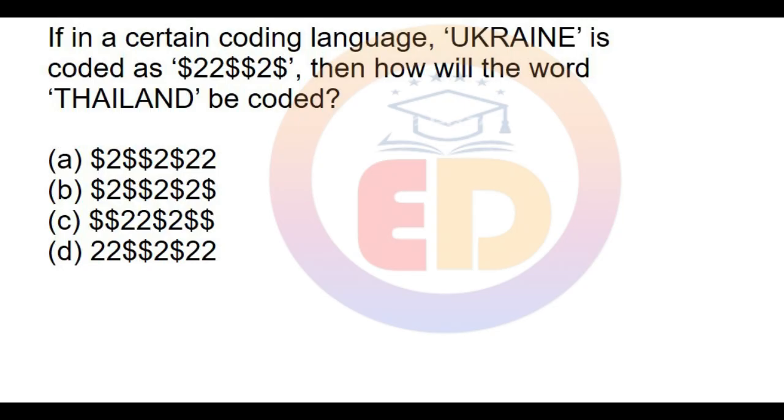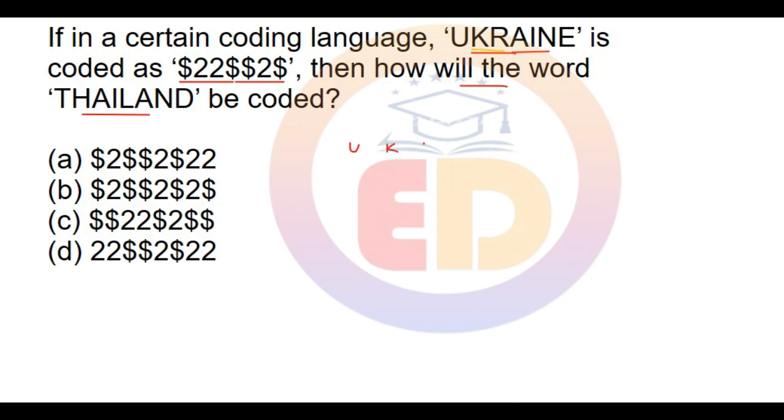Now moving on to alphanumeric coding. Here the code is defined with both symbols and numbers. They say that in a certain coding language Ukraine is coded as $2$2$2$$. Then how will the word Thailand be coded?